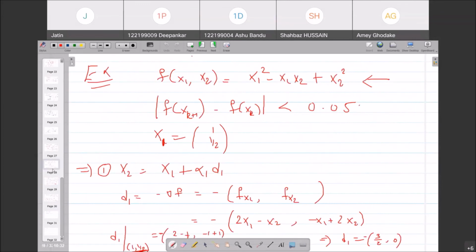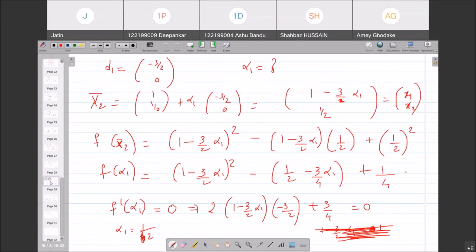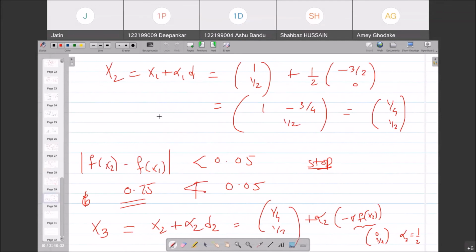Okay, so I hope the idea is clear. Once the initial guess x1 is given to you, you find x2 by using x1 plus alpha 1 d1. x1 is given to you, and your d1 is minus of grad f at x1. Using that, you need to find alpha 1. You put in the functional value to find the value of alpha 1. Once you get the value of alpha 1, you find the value of x2. Once you have x2, you check whether the difference is less than 0.05 or not. If yes, well and good, you stop your process. If not, then do this.